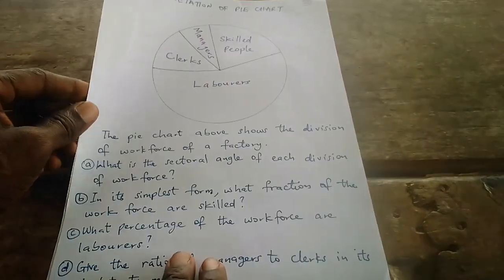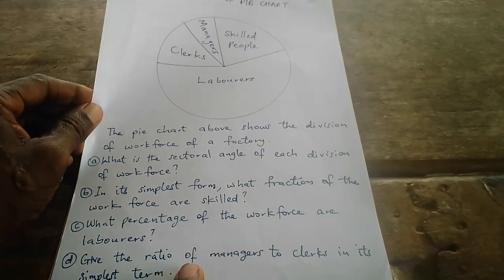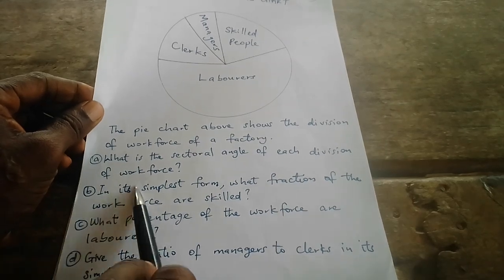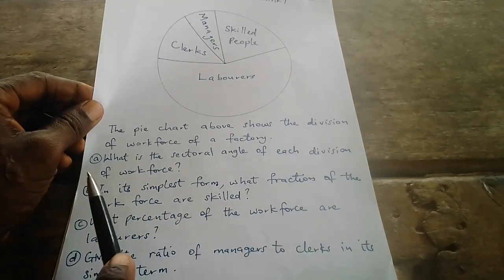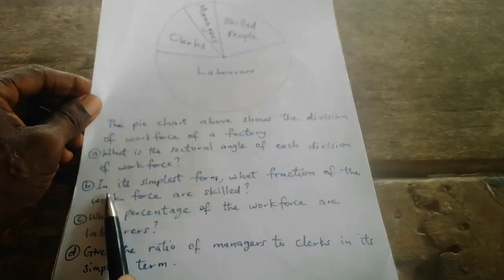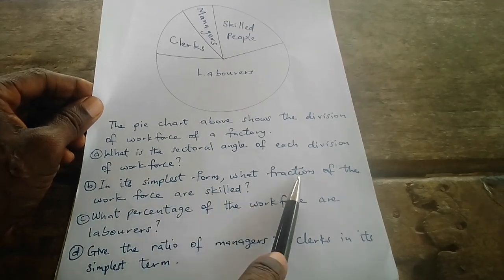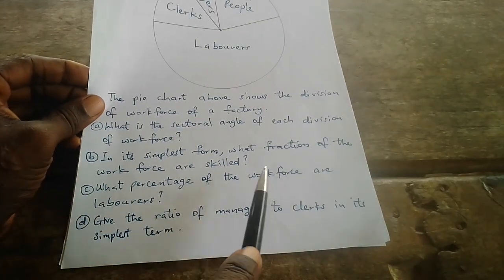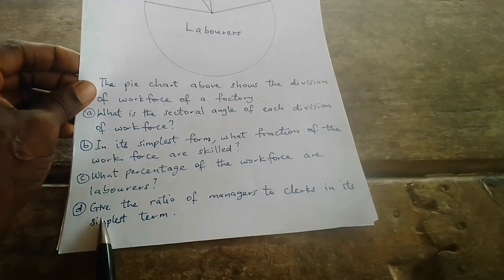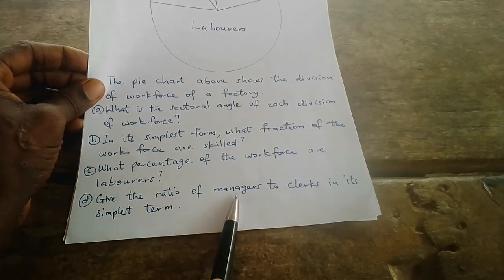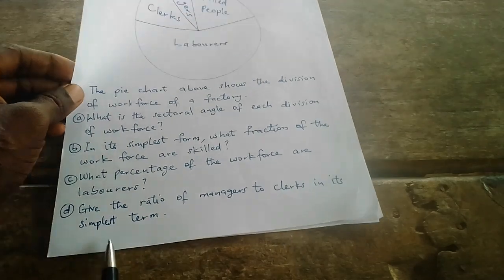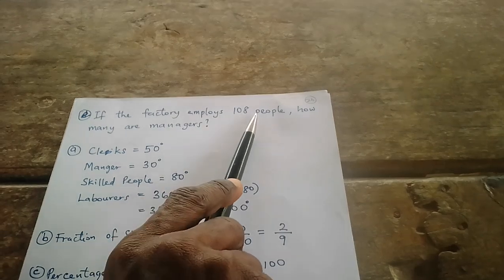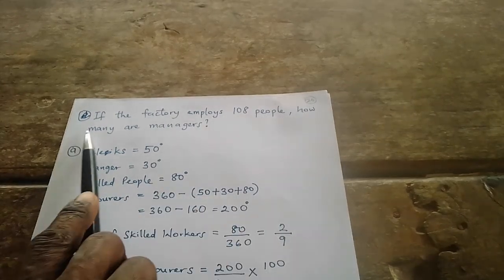The questions that follow say the pie chart above shows the division of workforce of a factory. What is the sectorial angle of each division of workforce? In its simplest form, what fraction of the workforce are skilled? What percentage of the workforce are laborers? Give the ratio of managers to clerks in the simplest form. Then part E of the question says, if the factory employs 108 people, how many are managers?